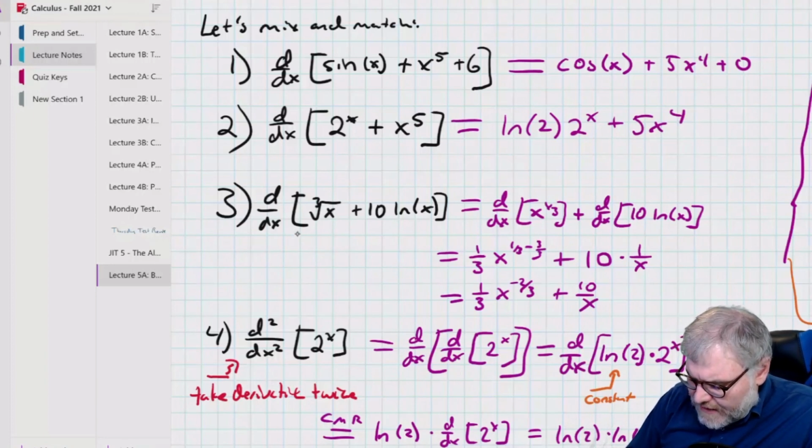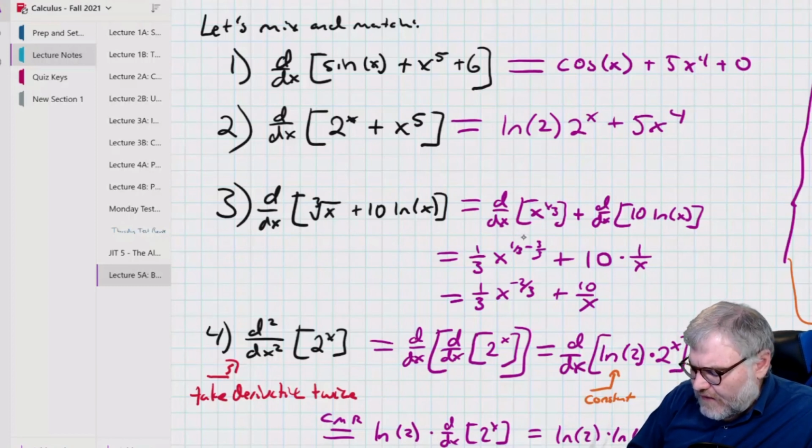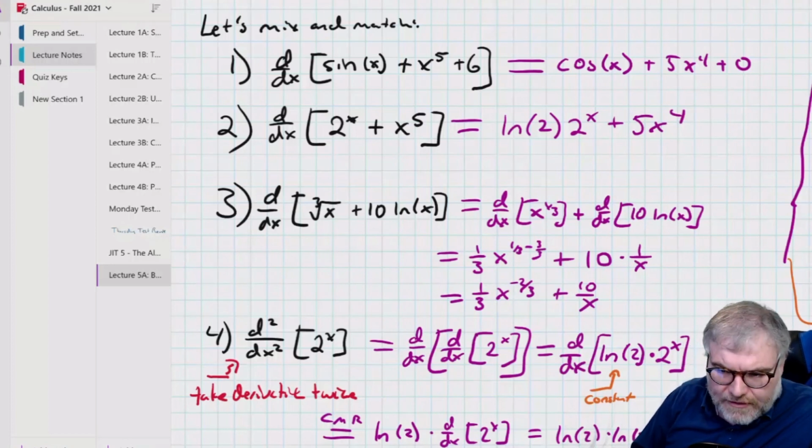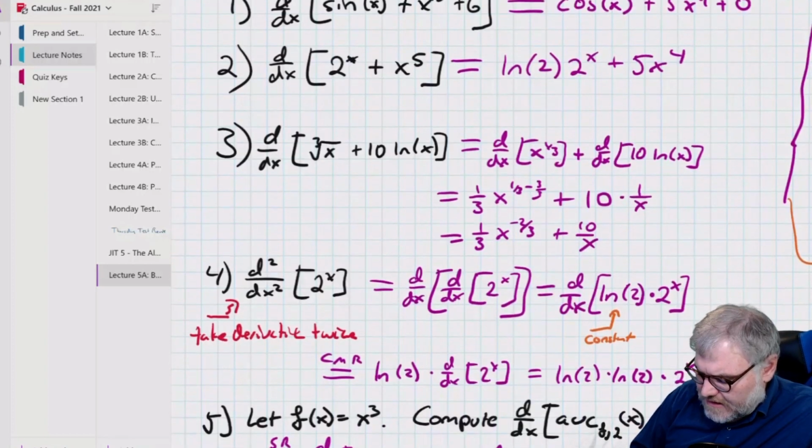For the derivative of this thing, I'm actually going to split this up using the sum rule first. So I'm going to get the derivative of x to the 1/3, right? I converted this to a power at the same time I did the sum rule. Plus the derivative of 10 log x. Okay, and then when I do this, I'm going to wind up with 10 over x here. That's the derivative of 10 log x. And then I'm going to have 1/3 come out in front, x to the 1/3 minus 3 over 3, which will become 1/3 x to the negative 2/3 plus 10 over x.